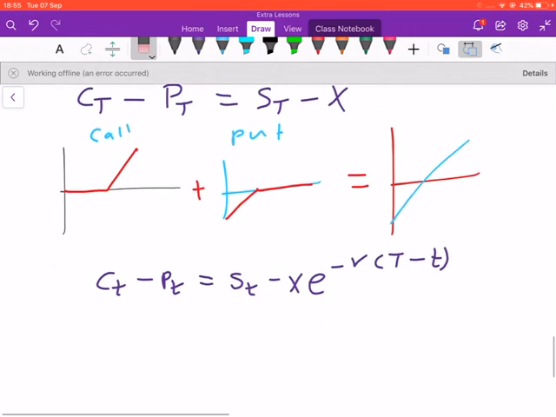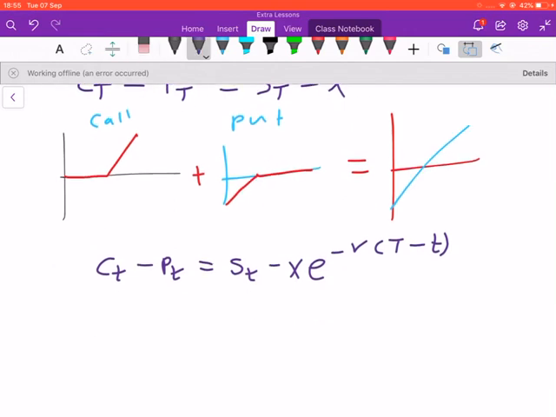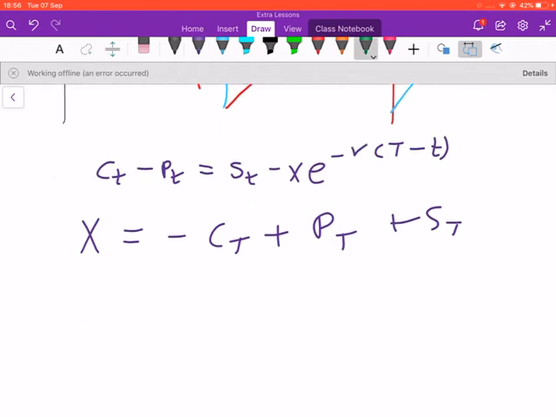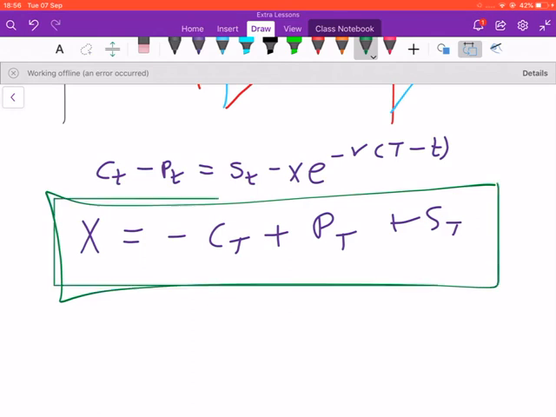And if you want to know the strike price, if you have both the price of the call and the put, you can find it. The strike price is going to be negative C_t plus S plus the put, plus S_t. So this is how much the strike price should be. Anyway, I hope I didn't take too long. Thank you.